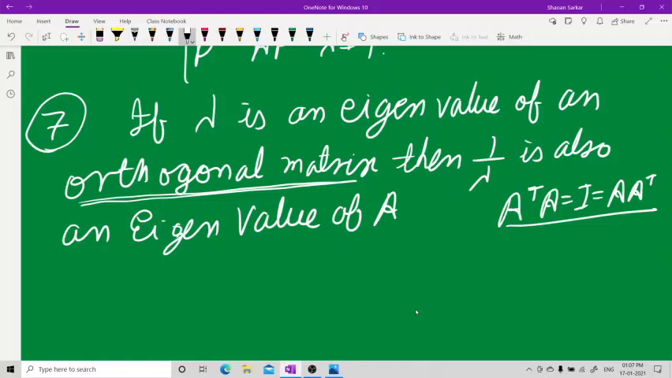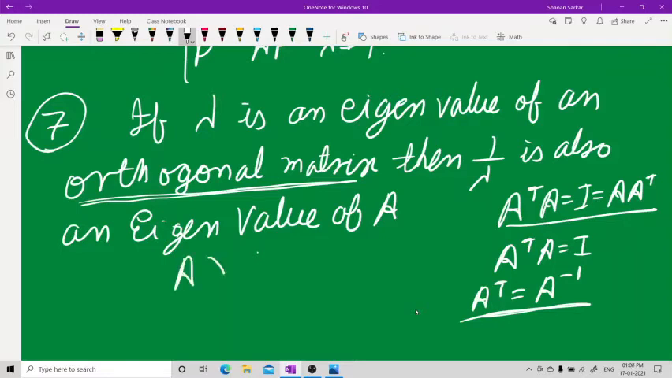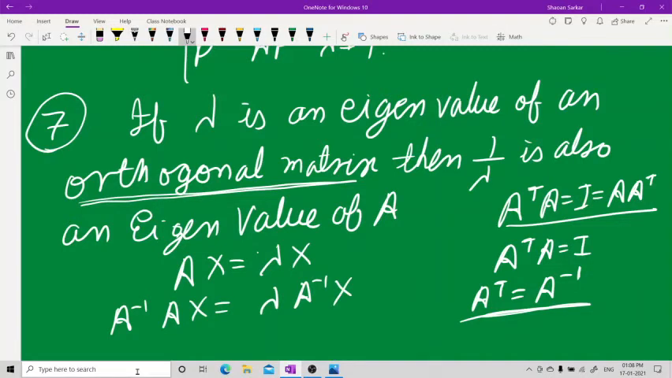You do one thing. From here, A transpose A is I, right? So A transpose is equal to A inverse. This comes out. Now you see one thing. You take Ax is equal to lambda x. You multiply A inverse on both sides, and get lambda A inverse x. Now see one thing.